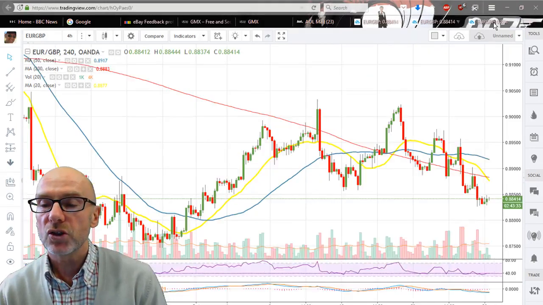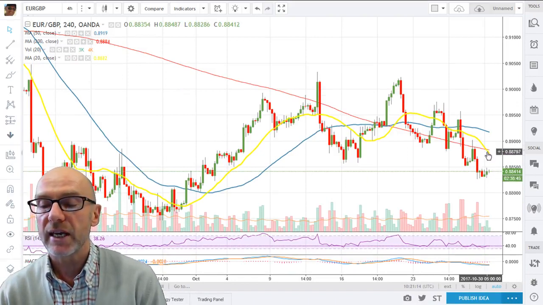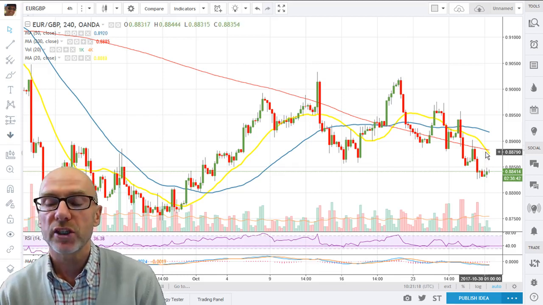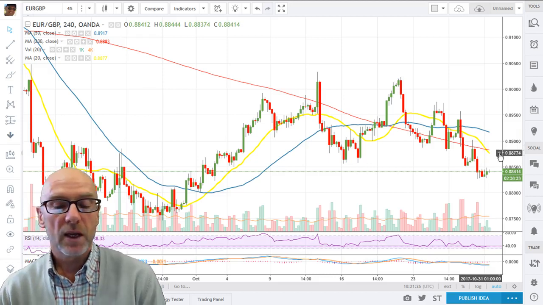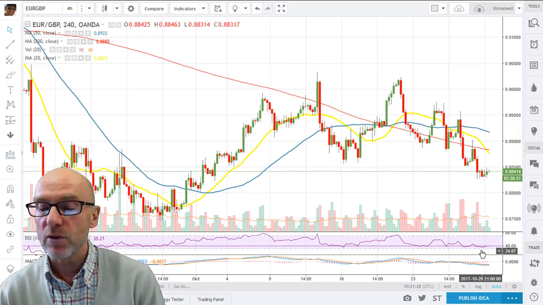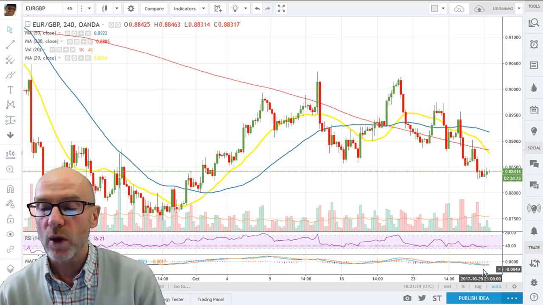Moving on to the 4 hour, and here the moving averages are all quite negative. We've just had this morning a bearish cross of the 20 crossing the 200. Above there the 50 is also moving down, so eventually that will cross the 200 as well. Again, we've got negative momentum, the RSI down at 38.33 and the MACD as well.